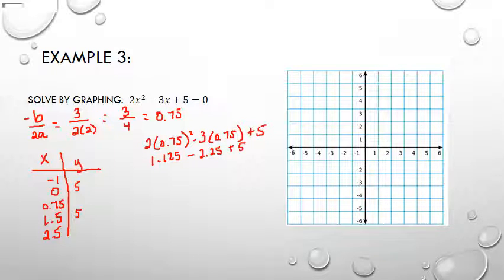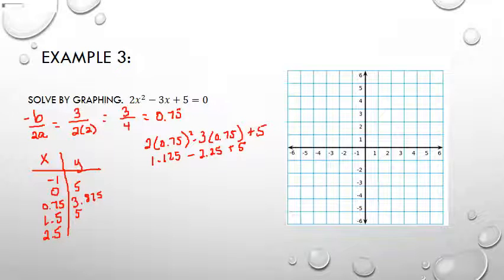And then add the 5. So now we're going to plug all that into our calculator. 1.125 minus 2.25 plus 5. And that gives us 3.875. Don't get scared about these decimals.